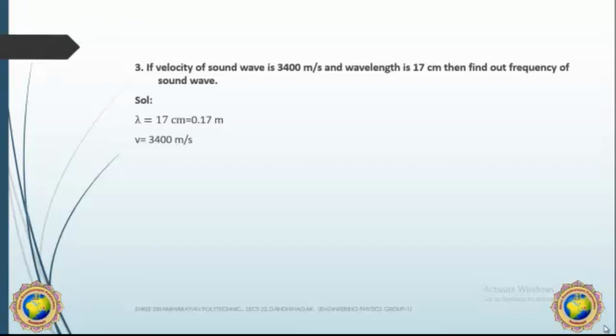Find n, put the equation n is equal to v upon lambda. Put the value of v, 3400 divided by 0.17. Answer is 20,000 hertz. Write down.